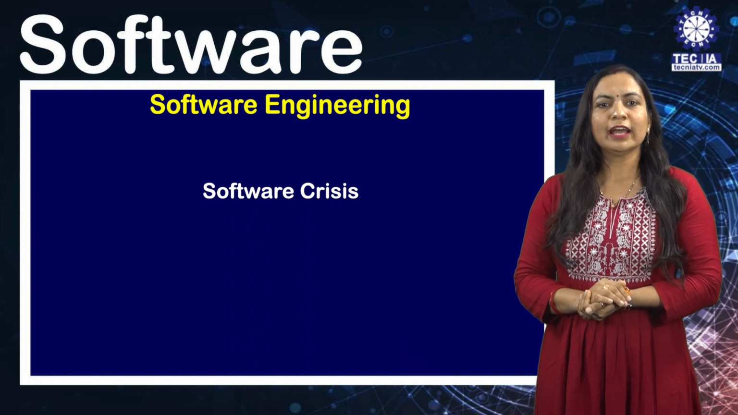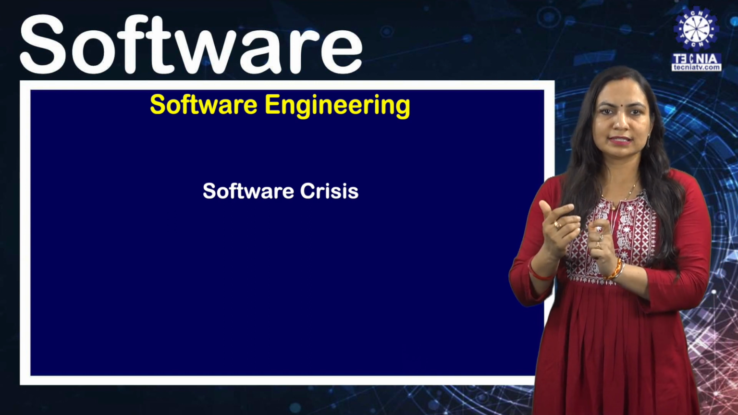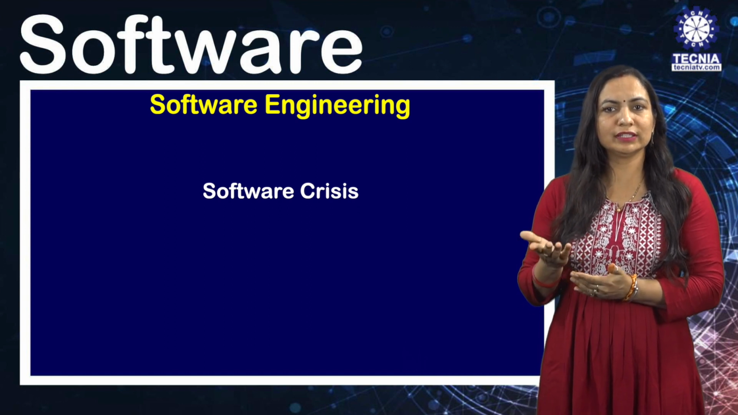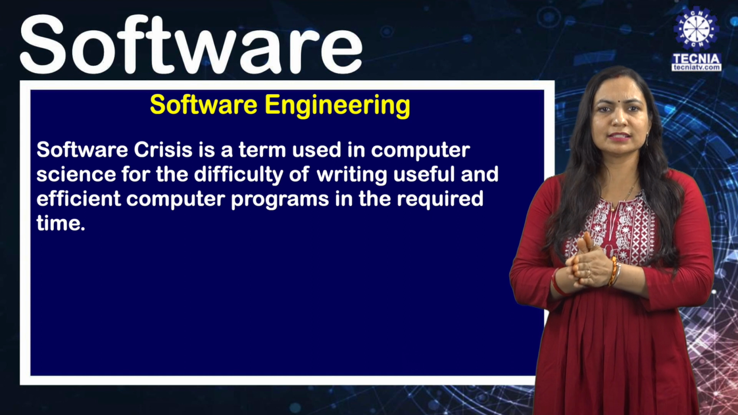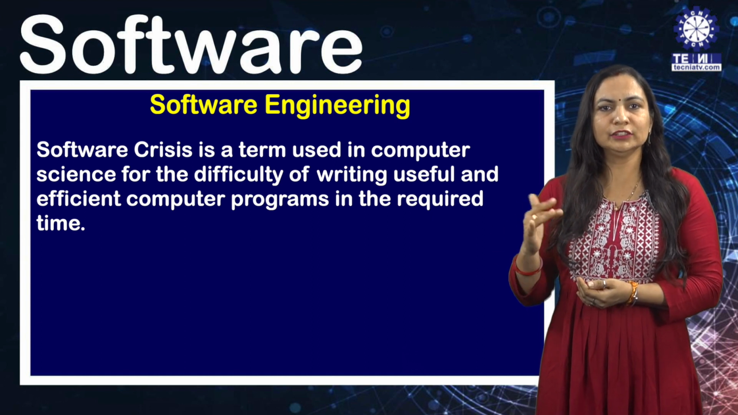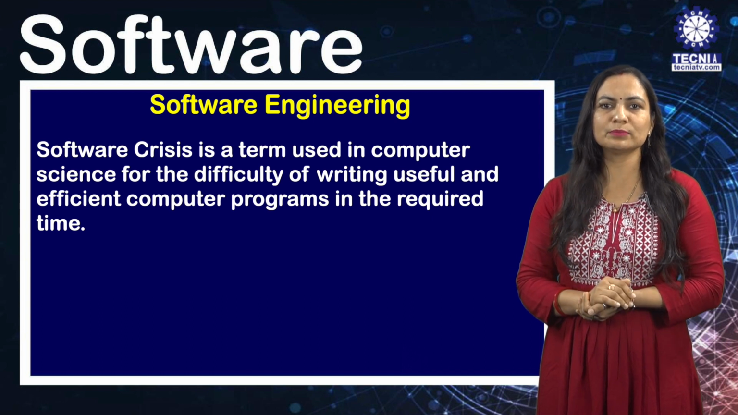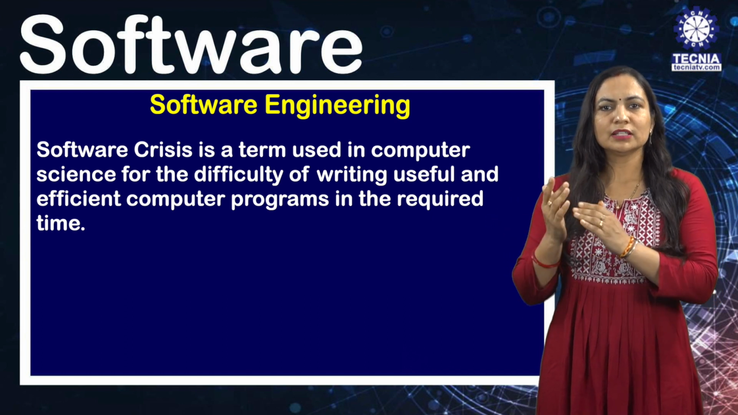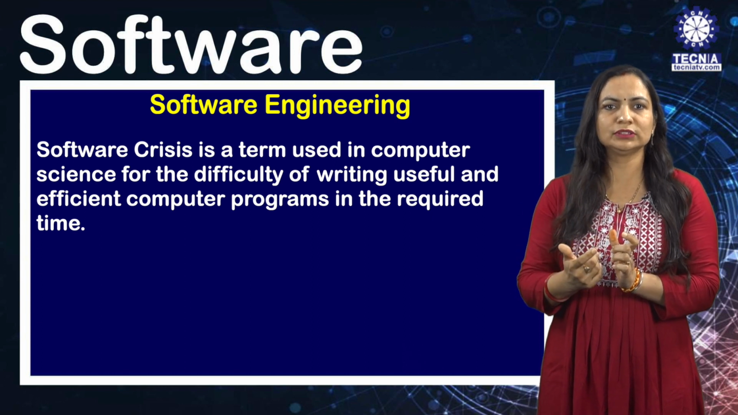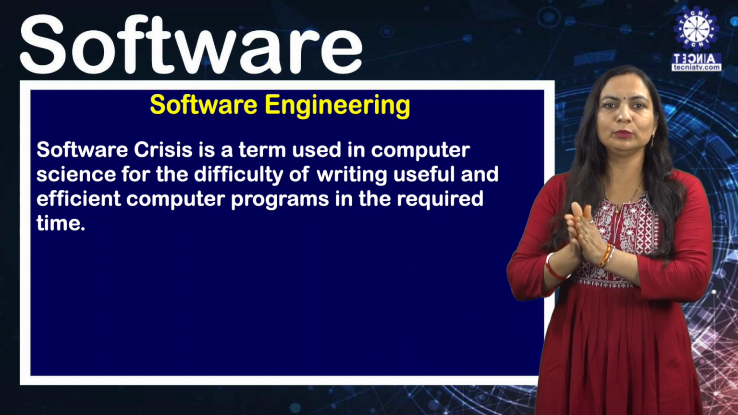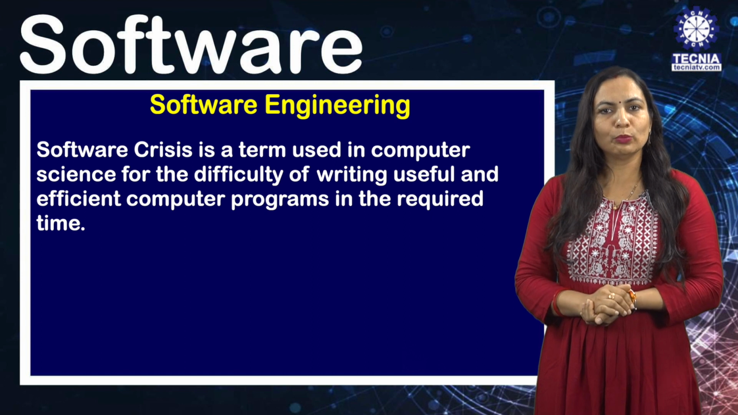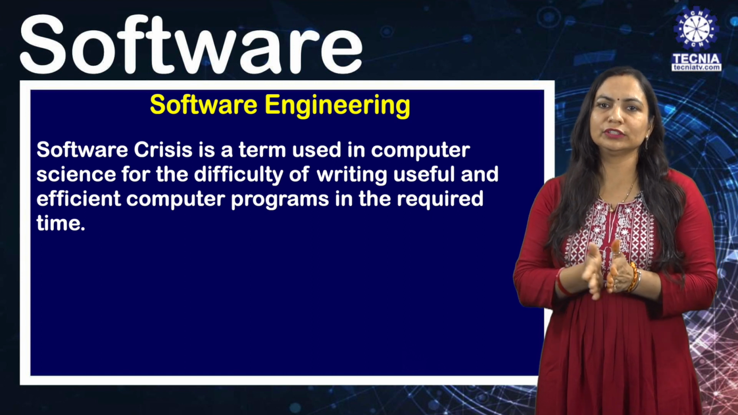Now, we sometimes have to face a software crisis while developing software. So let us discuss what a software crisis is. Software crisis is a term used in computer science for the difficulty of writing useful and efficient computer programs in the required time. The software crisis was due to using the same workforce, same methods and same tools even though there was rapidly increasing software demand, complexity of the software and software challenges.